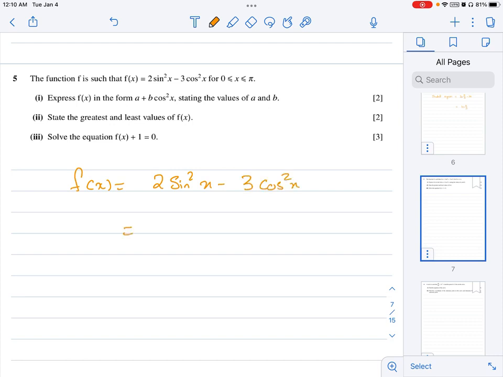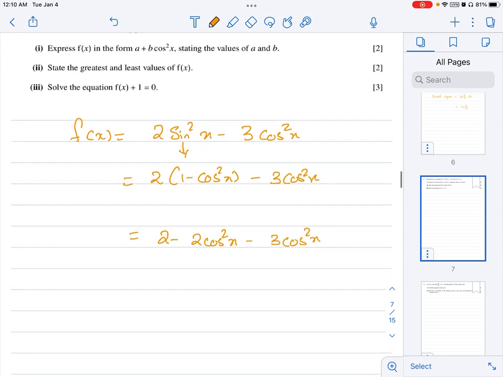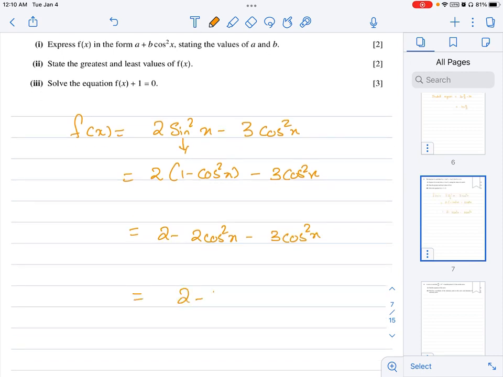I want everything in terms of cos. So sine square x can be written as 1 minus cos square x, minus 3 cos square x. So it becomes 2 minus 2 cos square x minus 3 cos square x. So that becomes 2 minus 5 cos square x. Stating the values of a and b, a is equal to 2, b is equal to negative 5.